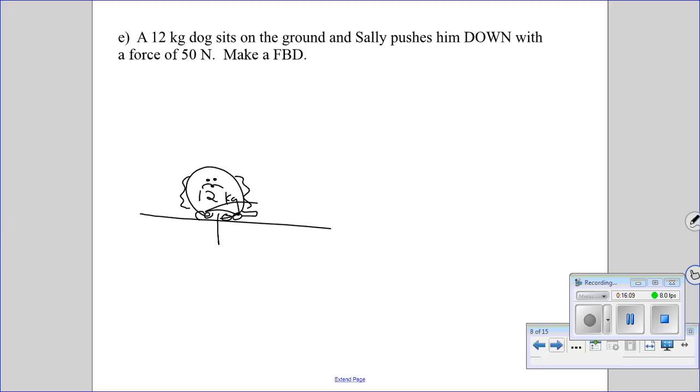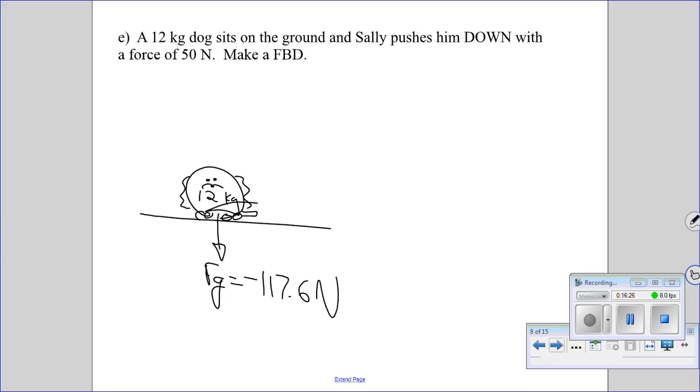Gravity's pulling the dog down, right? So here's our force of gravity. Negative 117.6 newtons. Named after a person, not after tons. All right, so that's one of my forces. That's step one, mass and force of gravity.